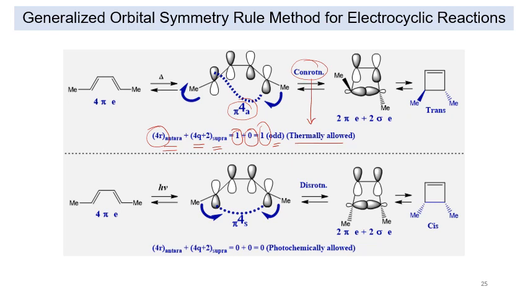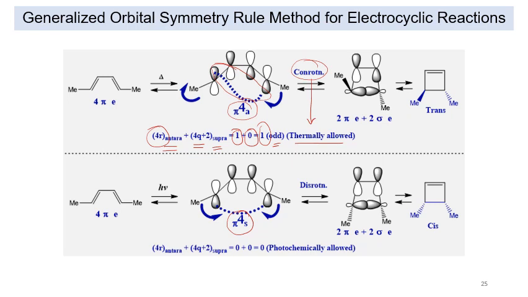Let's look at the photochemical transformation in the disrotatory mode. Here we are having a 4 electron system and it is a suprafacial interaction. So both the orbitals are reacting from the same side or the same face, whereas in this particular case the two orbitals were reacting from the opposite faces.